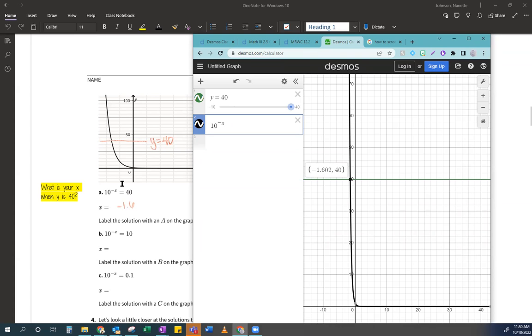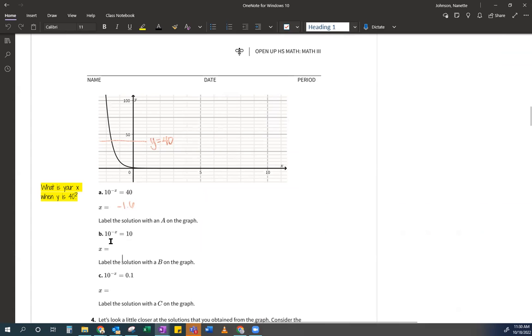So same thing goes here with 10. This one, actually, you guys can come up with on your own without even looking at this graph. But what is this one? 10 to the negative x equals 10. What did you guys get as the answer here? Yeah, actually negative 1. Yeah, 10 to the negative first.